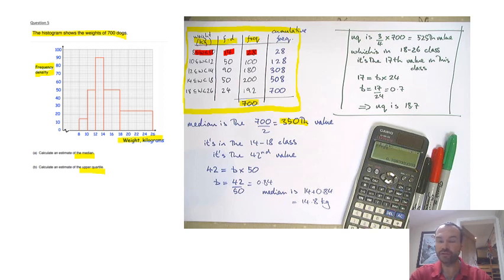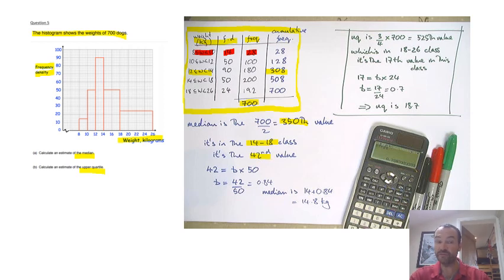Then I want the cumulative frequency, the running total. Because that way, if I want the 350th, 308 took me up to this group. The 350th is in the 14 to 18 class. Not only is it in the 14 to 18 class, it's the 42nd value.